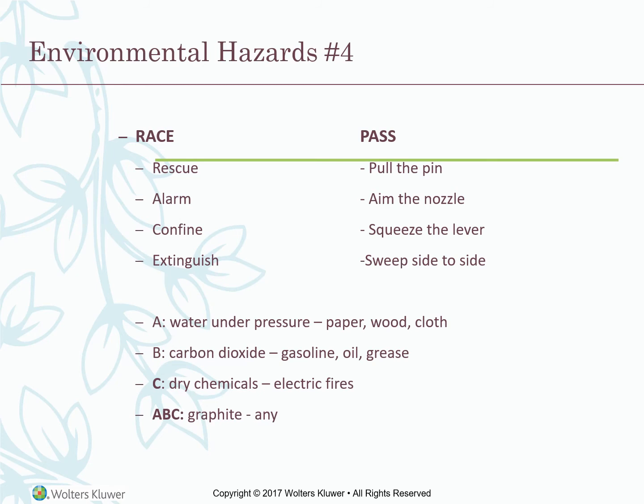Class A is used for burning paper, wood, and cloth, and this consists of water under pressure. Class B is carbon dioxide, used on fires caused by gasoline, oil, paint, grease, and other flammable liquids. Class C is made of dry chemicals, and this is for electrical fires. Class ABC is a combination extinguisher, and its contents are graphite, and it can be used on fires of any kind.